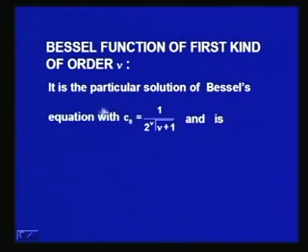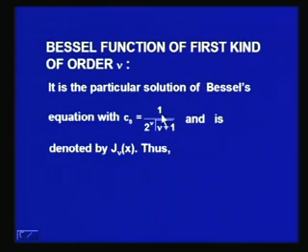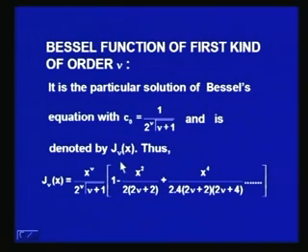Let us now discuss Bessel function of first kind of order nu. Bessel function of first kind of order nu is the particular solution of Bessel's equation, where we take C naught equal to 1 over 2 to the power nu into gamma nu plus 1. It is denoted by J nu x. So, thus J nu x becomes x to the power nu over 2 to the power nu into gamma nu plus 1, times 1 minus x square over 2 into 2 nu plus 2, plus x to the power 4 over 2 into 4 into 2 nu plus 2 into 2 nu plus 4, and so on.